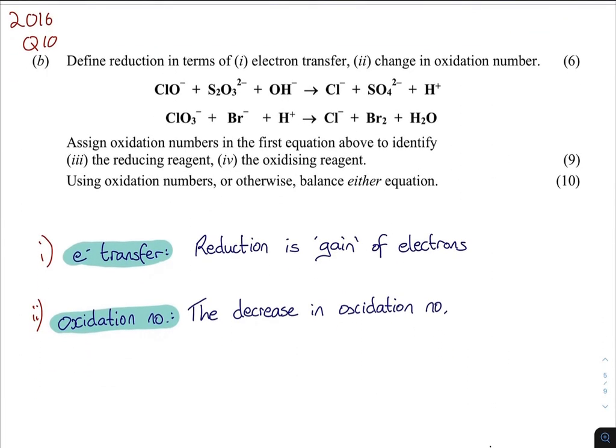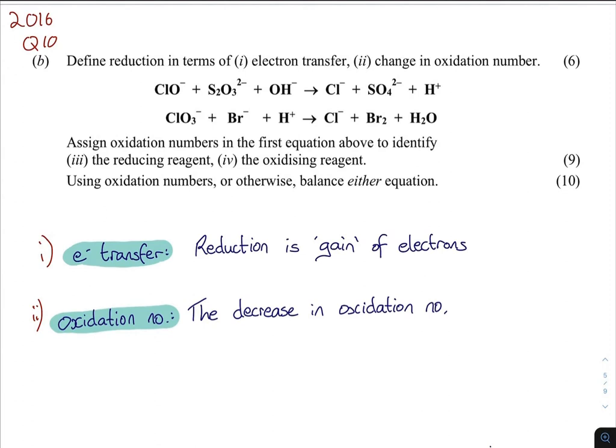Define reduction in terms of electron transfer and change of oxidation number. In terms of electron transfer, reduction is the gain of electrons. So OIL RIG: reduction is gain, and obviously it's electrons. In terms of oxidation number, it is the decrease in oxidation number. Underneath that, you're given 2 equations. This is fairly standard. For the first equation, you are to identify the oxidizing agent and the reducing agent, and then you are to balance either of those equations. You can do either of those.